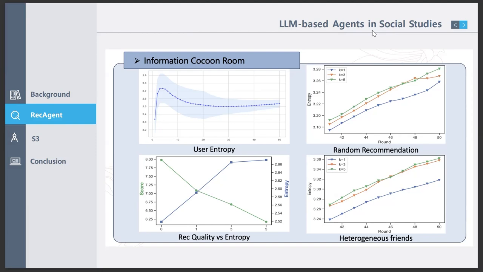We should find the trade-off point to achieve a better result. Another strategy to alleviate the information cocoon problem is adding more heterogeneous friends for each agent. It means that if we add more social connections for each agent, then the agent can receive more diverse information from their friends, and their received information can further influence their behavior on the web, and then the recommendation system can generate more diverse recommendation results, which can alleviate the information cocoon problem.